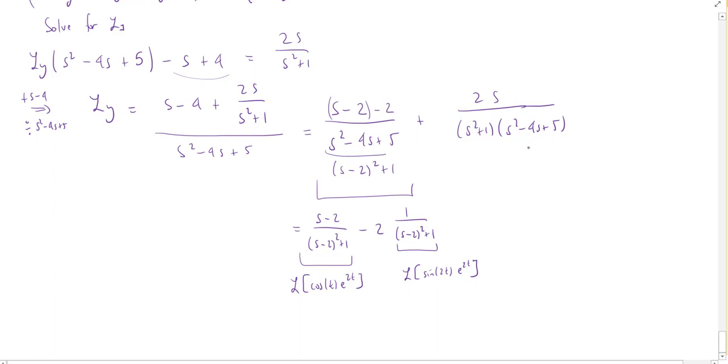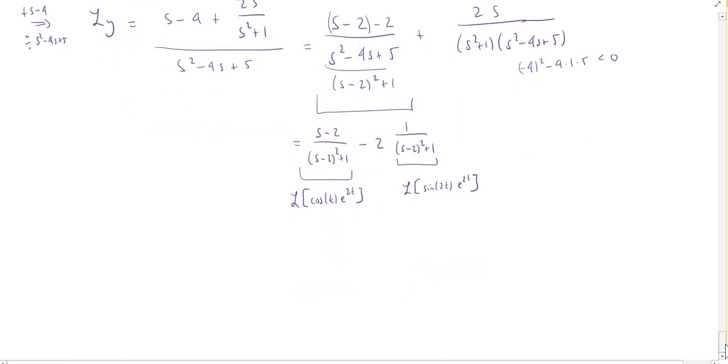Now, maybe this factors? Let's see. You take -4 and square it, and you subtract 4 times 1 times 5. That's 16 minus 20. Oop, that's negative. Nope. We're really going to have to do partial fractions with two irreducible quadratics. Oh, man. Dr. Glesser, you really are a jerk.